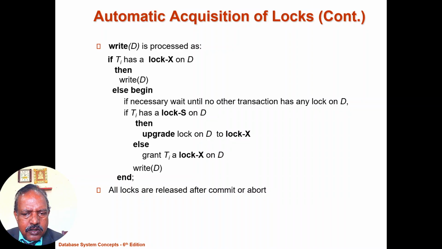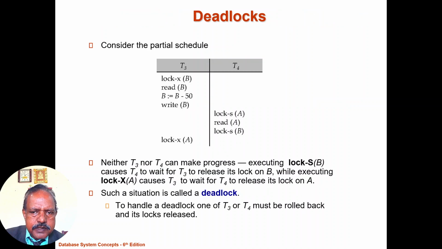So if Ti has a lock S on D, then upgrade lock S to lock X. Suppose you have a shared lock instead of X, then you upgrade to lock X, or grant Tj a lock X on D, then write D, right? Once it is updated, then you end it. You can commit it or you can abort. Commit means everything is successful. Abort means you roll back the changes.